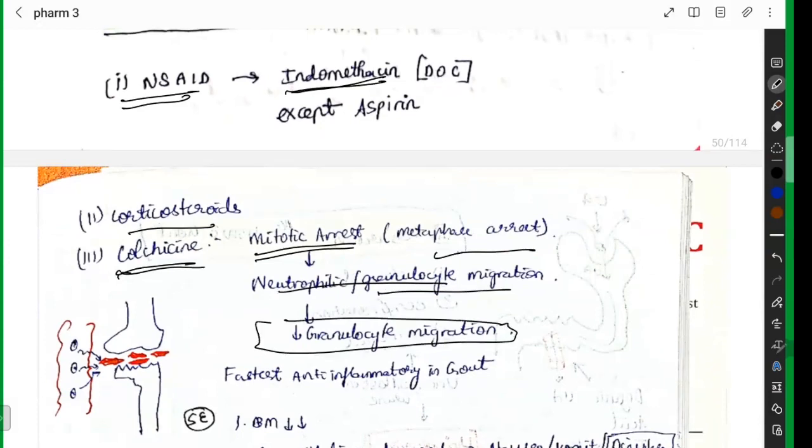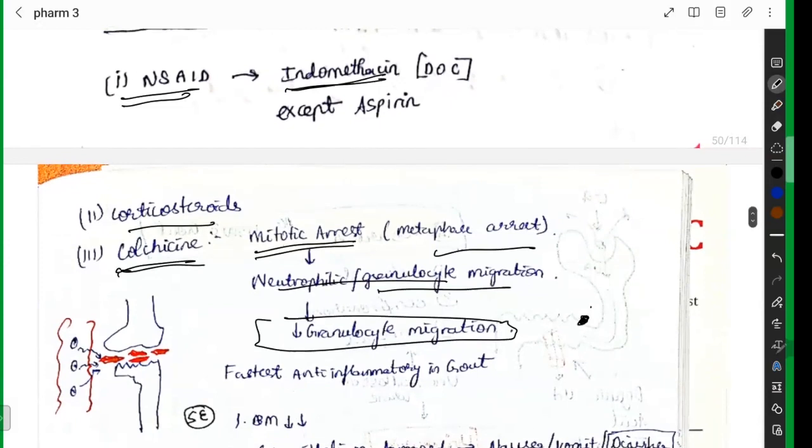So this decreases granulocyte migration. And why do you need granulocytes? You know that uric acid is present, but crystallization is promoted by the WBCs and other cells. So you're going to decrease the granulocytes. When you decrease the granulocytes, that decreases the crystal formation. This is the fastest anti-inflammatory drug in gout.